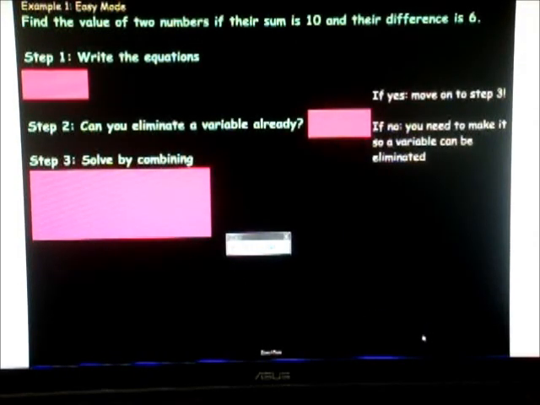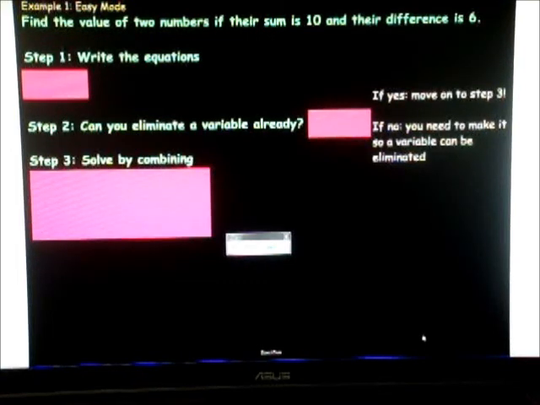My first problem is one of those classic brain teaser types of questions. It says: find the value of 2 numbers if their sum is 10 and their difference is 6. Just to make sure we remember our vocabulary, a little bit of flashback: sum means addition, difference means subtraction.